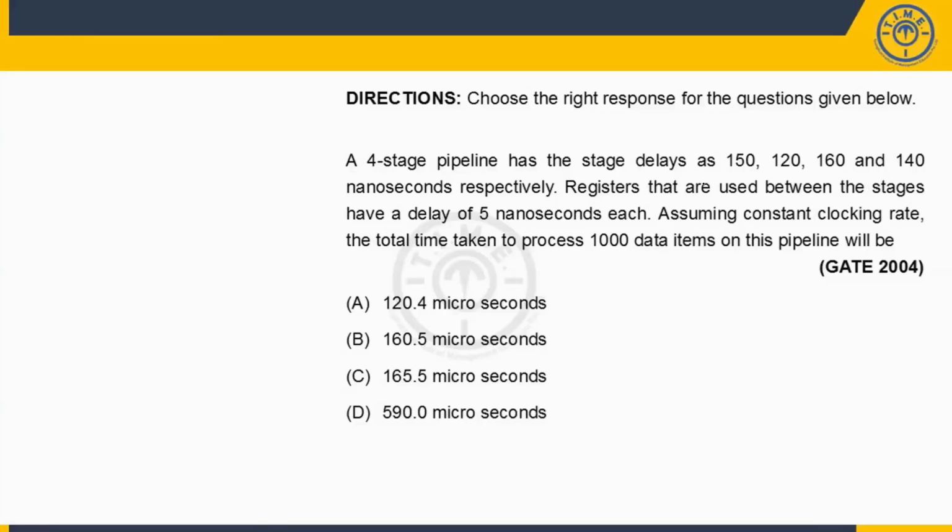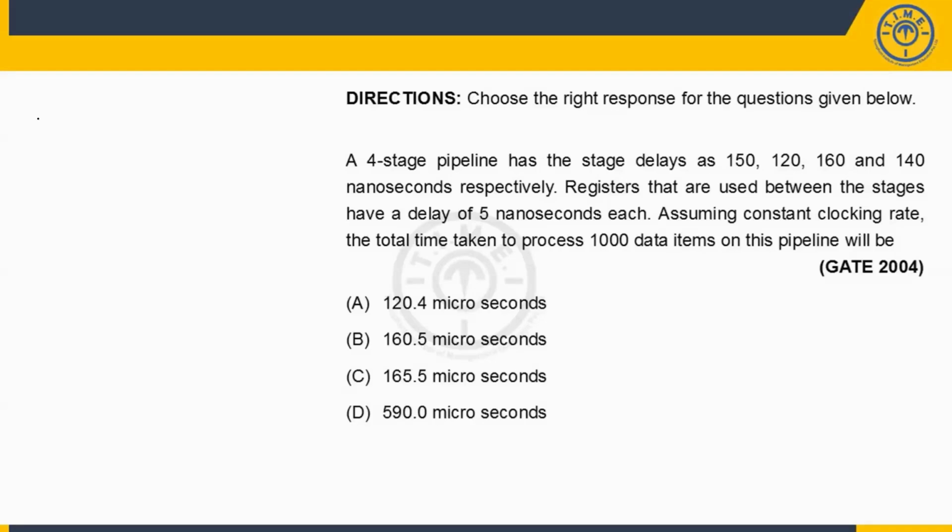A four-stage pipeline has stage delays 150, 120, 160, and 140 nanoseconds respectively. Registers that are used between the stages have a delay of 5 nanoseconds each. Assuming constant clocking rate, the total time taken to process 1,000 data items on this pipeline will be.